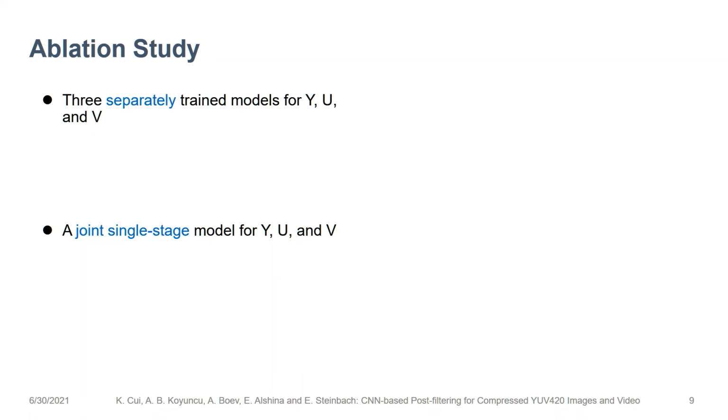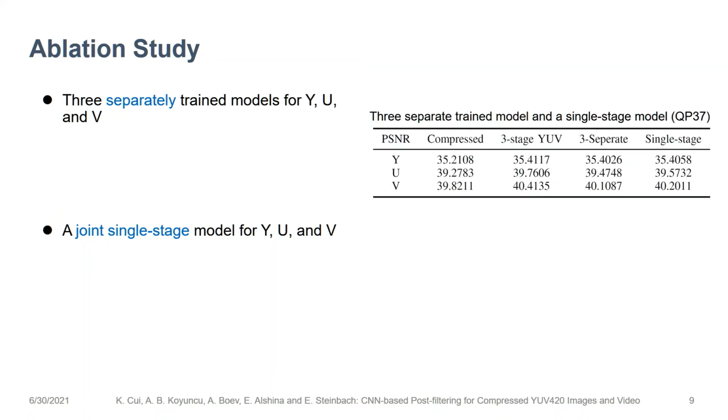Next, let's look at some ablation studies. A very straightforward way to deal with the YUV420 format is to train 3 separate models for Y channel, U channel, and V channel respectively. Another solution is to train a single-stage network jointly for Y channel, U channel, and V channel. We also trained these 2 types of networks, and the results are shown in the table.